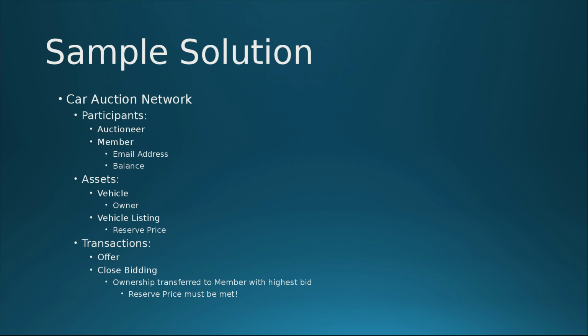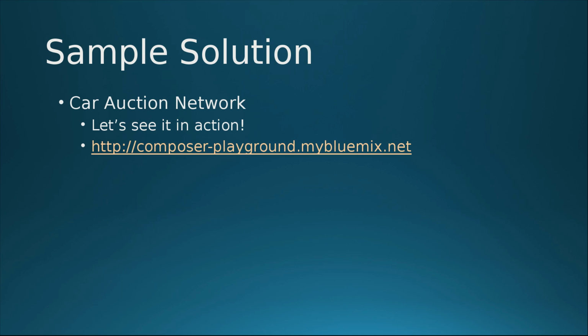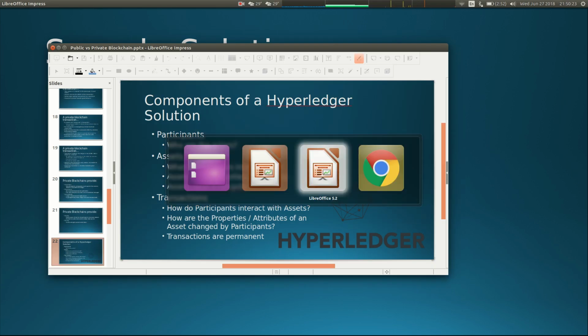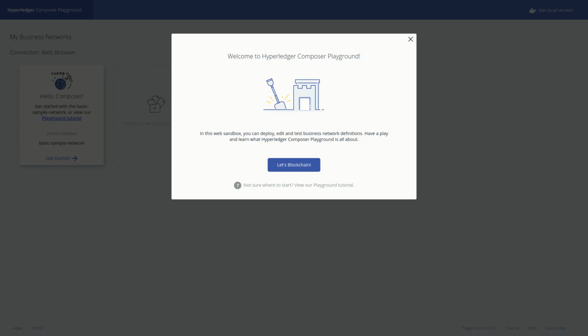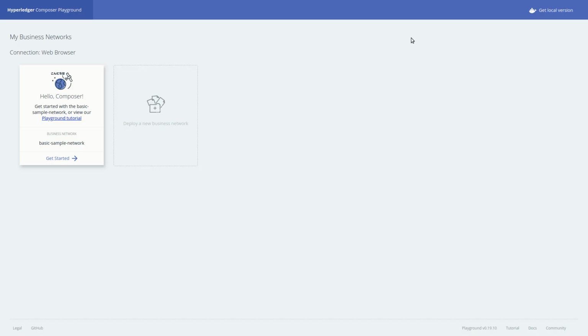So let's go ahead and jump into this solution. This is the Car Auction Network solution, and you can check this out yourself by going to composer-playground.mybluemix.net. Composer Playground is simply an easy way that you can get hands-on with Hyperledger Composer and try it out yourself. So let's go ahead and start playing with blockchain here on Composer Playground.